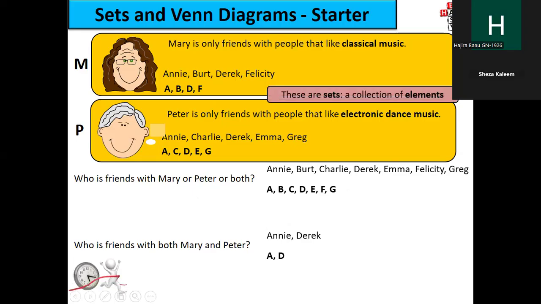So what is a set basically? A set is a collection of elements together based on some similarity. When we list out the elements and put them in one set based on some similarity, that's a set.